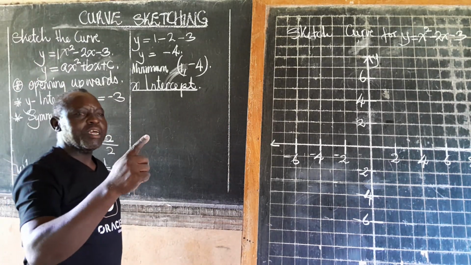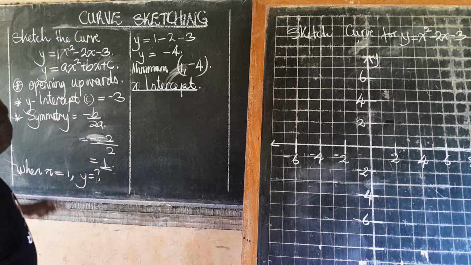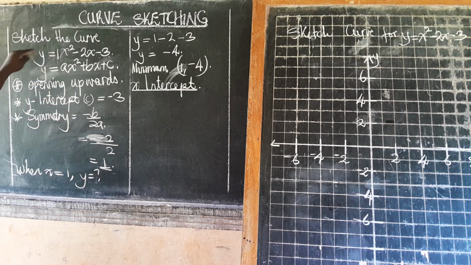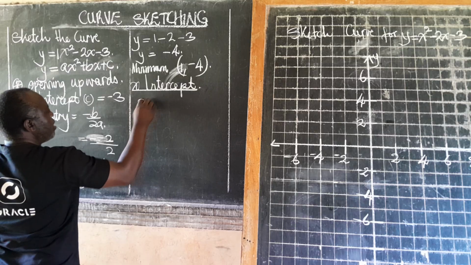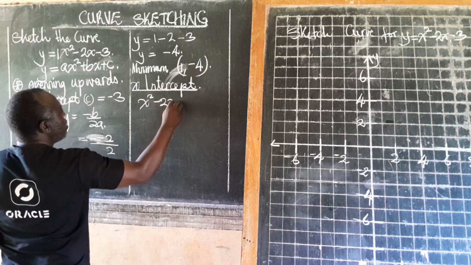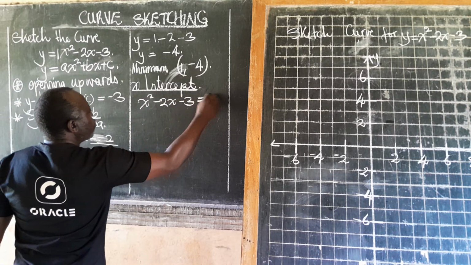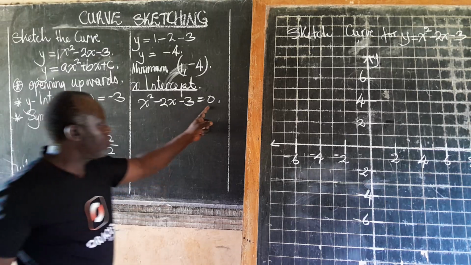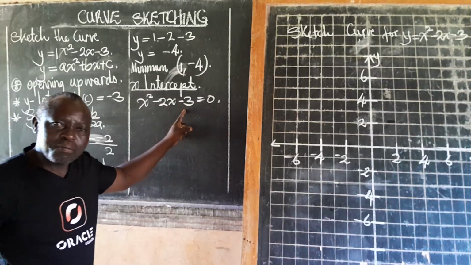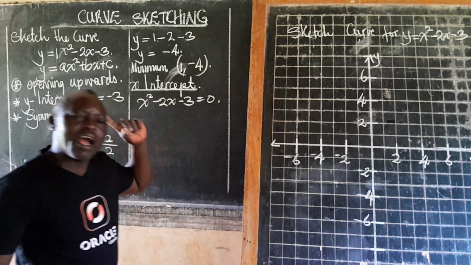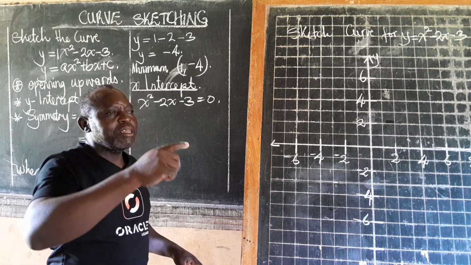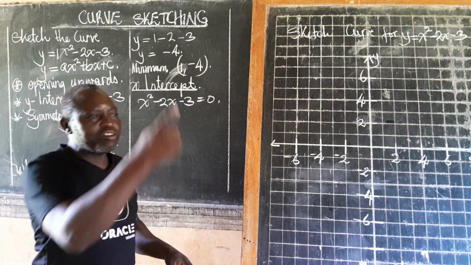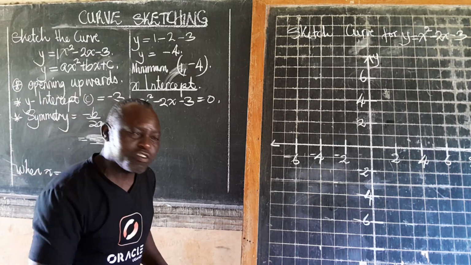Now, the point at which the curve cuts the x-axis means that y has to be 0. So we shall say that x squared minus 2x minus 3 equals 0. Why are we putting it to 0? Because the x-intercept is the point at which the curve cuts the x-axis, and when the curve cuts the x-axis, y equals 0.